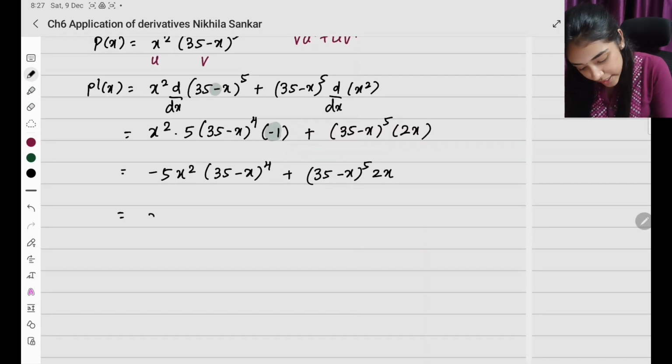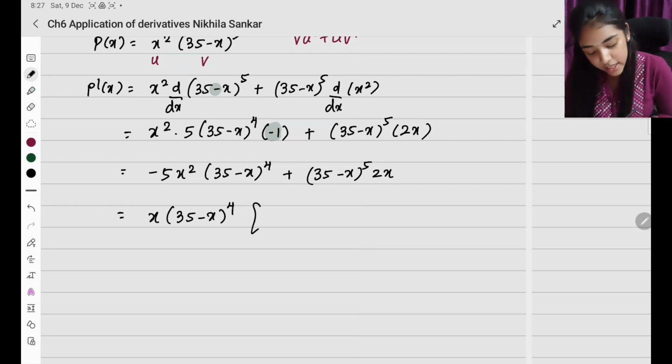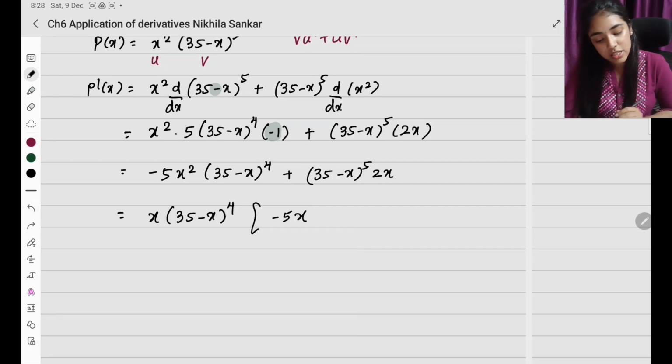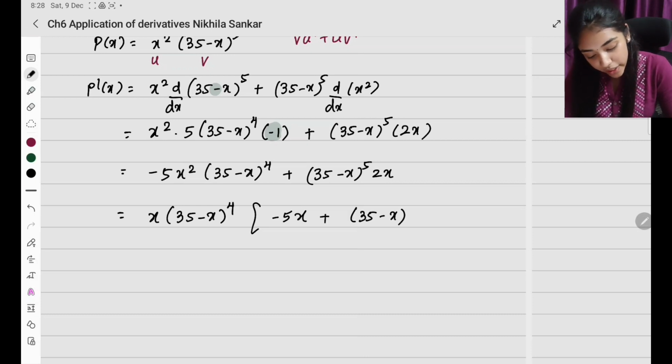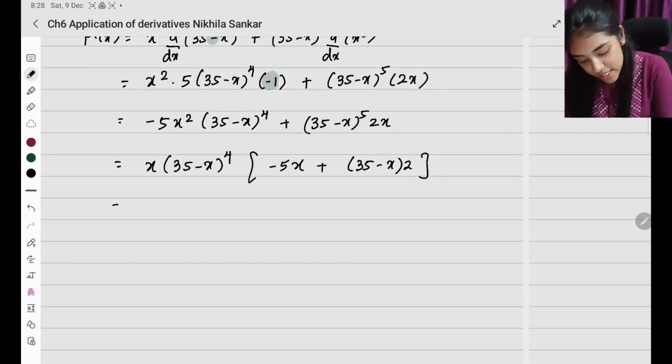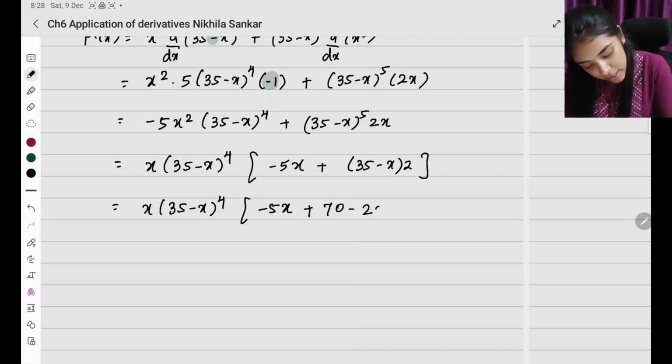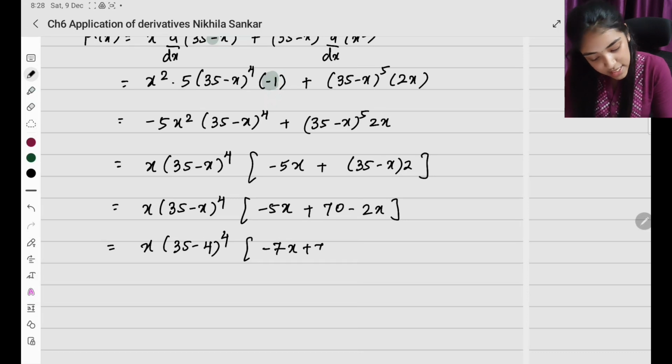When I take x common, I can take (35 minus x) the whole power 4 outside. So in the first term, what is remaining? I have minus 5 times x, taken outside. So in the first term this is pending, plus in the second term 35 minus x is pending and I have a 2. Now when I multiply what's inside the bracket, I have x times (35 minus x) the whole power 4 times minus 5x plus 70 minus 2x. So what is inside? x times (35 minus x) the whole power 4 times minus 7x plus 70.